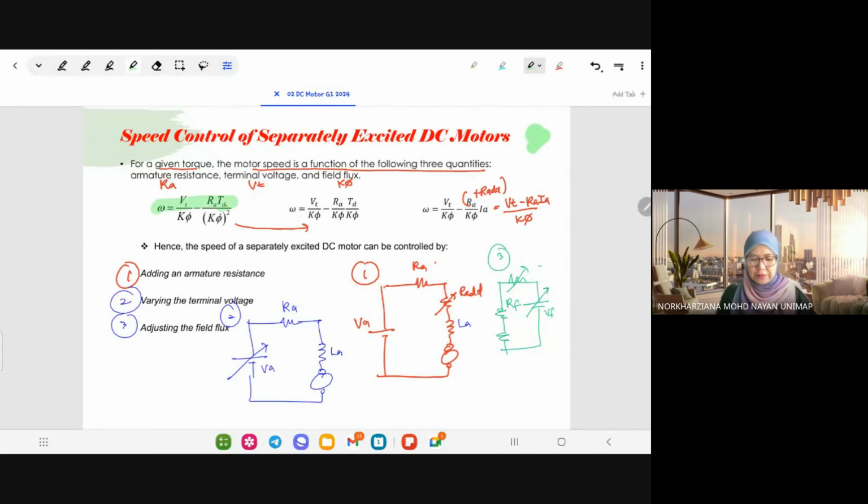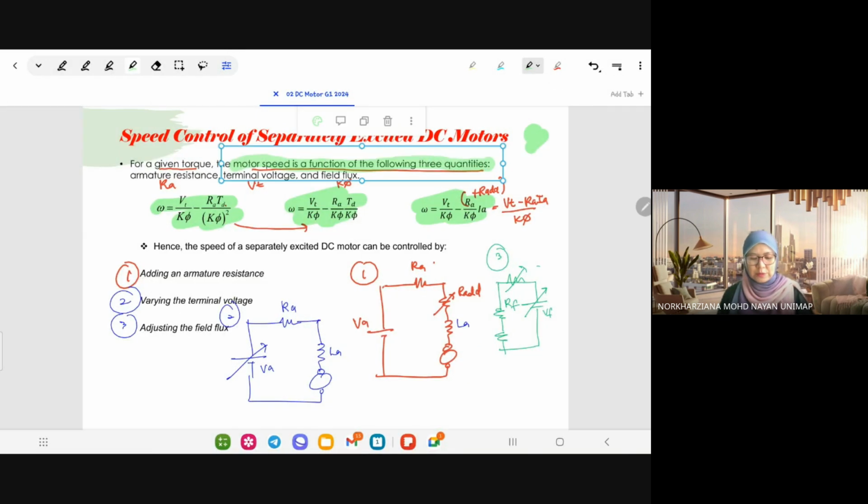By referring to this equation, we can see that the speed of your separately excited DC motor can be controlled with 3 parameters, or in other words, the motor speed is a function of the following 3 quantities. It means you can control the speed of your DC motor by using these 3 parameters.